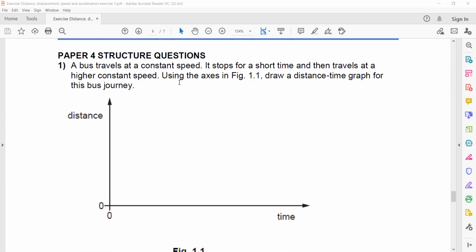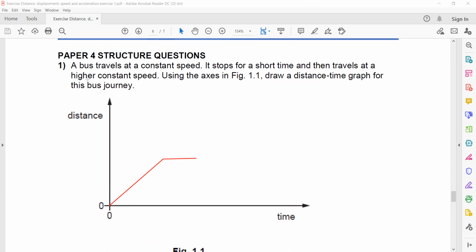Structured question 1. A bus travels at a constant speed. It stops for a short time and then travels with a higher constant speed. Using the axes, draw a graph. We just have to sketch a graph. When an object moves with a constant speed, we draw a straight line with a constant slope. Then it stops, so for a distance-time graph there should be a horizontal line, and since it stopped for a short time, I should not extend this line. It should be very small.